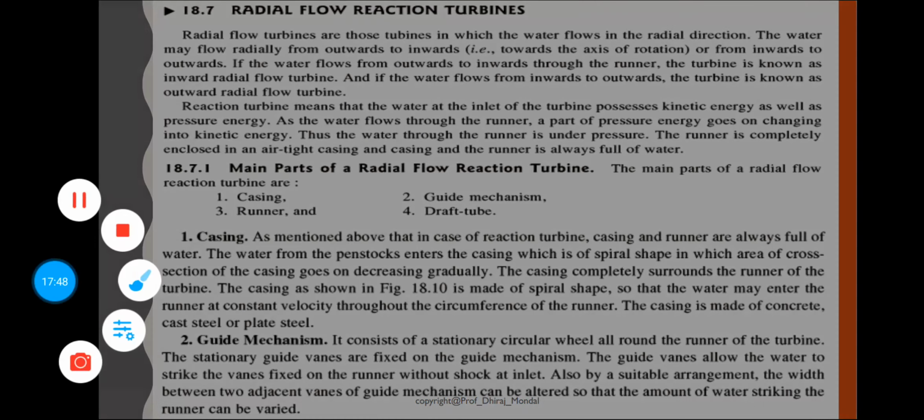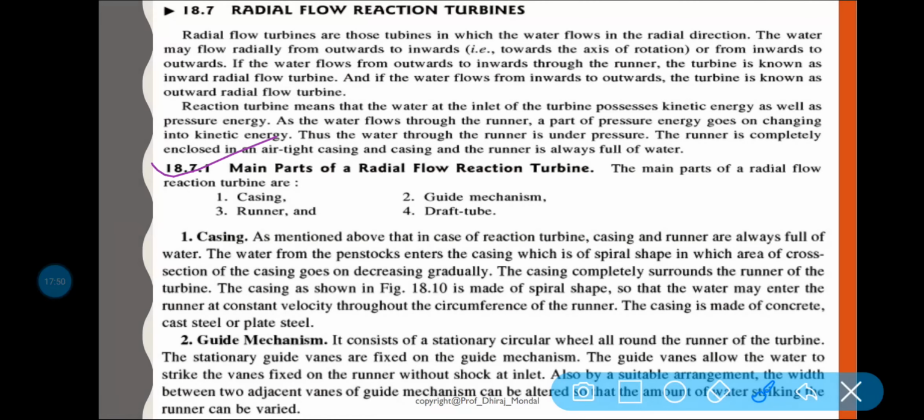Now come to the next point, the main parts of the radial flow reaction turbine. Here you can see casing, guide mechanism, runner, and draft tube, all are components of the radial flow reaction turbine. Now one by one I am going to discuss. So first of all, what is casing?